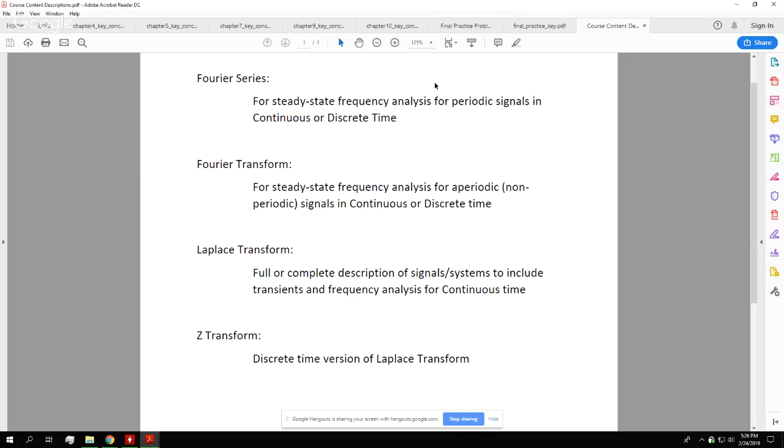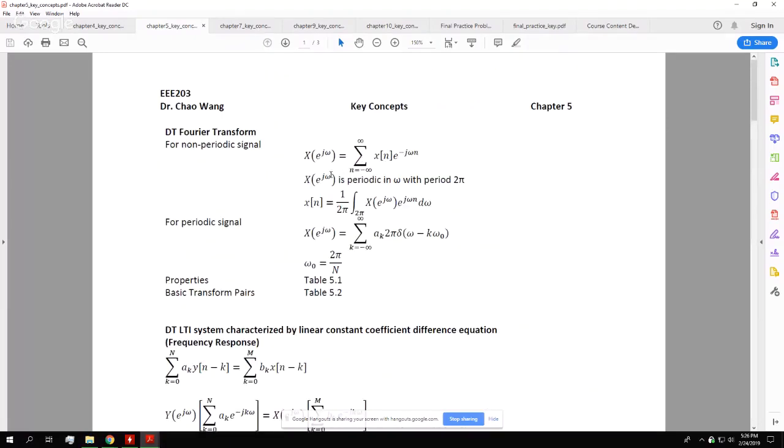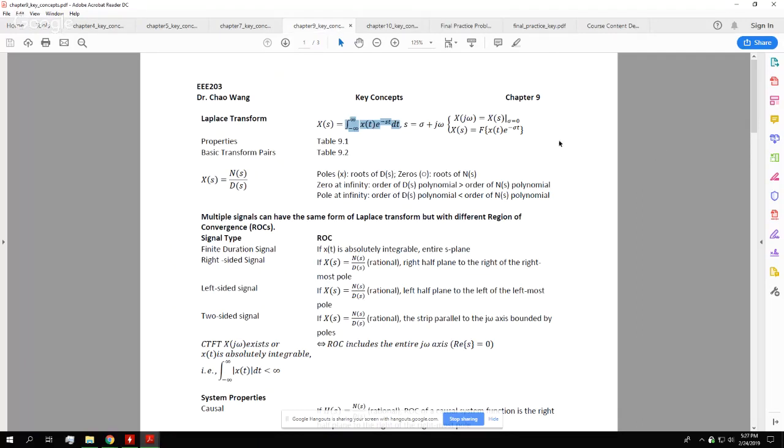So just to have more words on that subject, let me pop over to, I think it's chapter 9. When we first introduced the Laplace transform, we defined it with this expression that looks very similar to the Fourier transform. The Fourier transform is the integral of some signal times a complex exponential. Well, the Laplace transform is the exact same thing. It's the integral of some signal times a complex exponential, except that we use s instead of j omega.